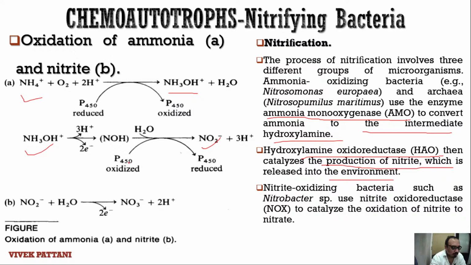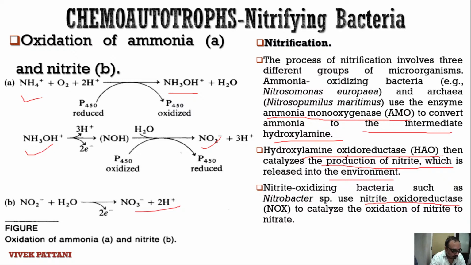So there are a variety of bacteria, but all of these are very slow growing bacteria, and they catalyze the conversion of nitrite to nitrate with the help of the enzyme nitrite oxidoreductase. And the first step of ammonia oxidation is basically an endergonic reaction.